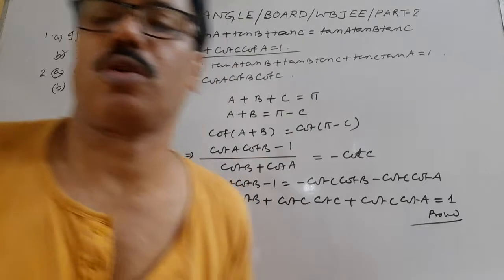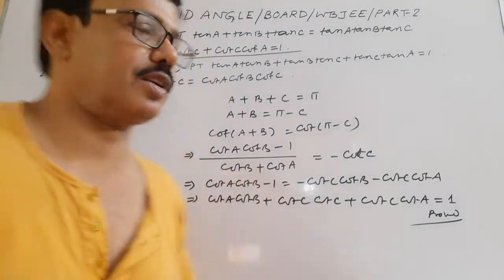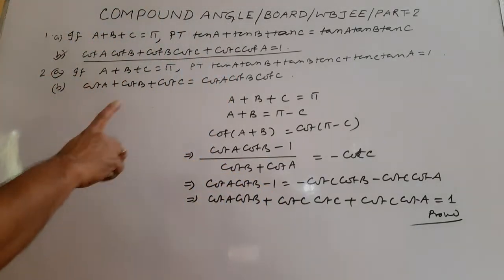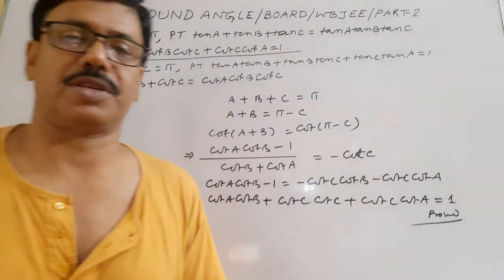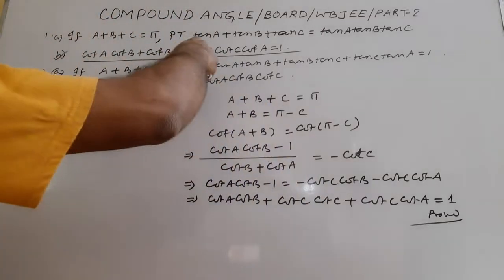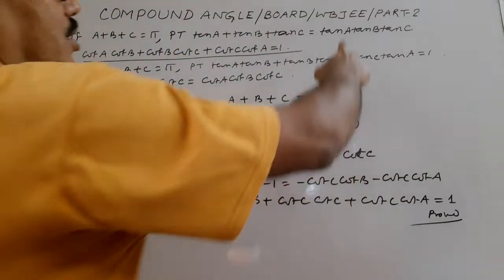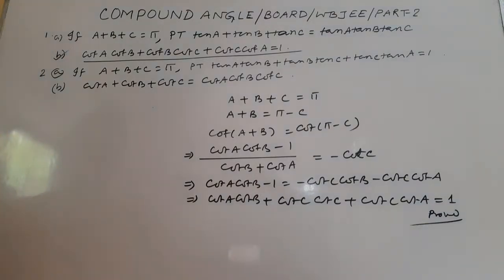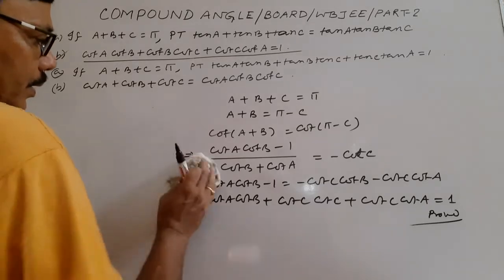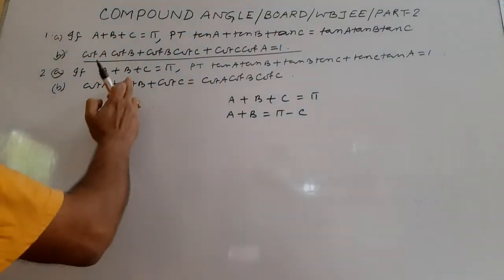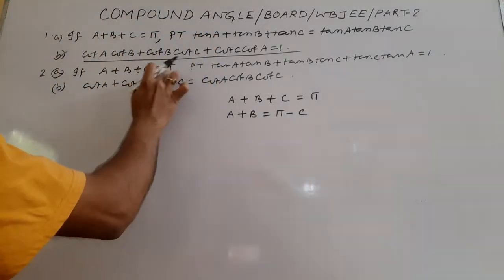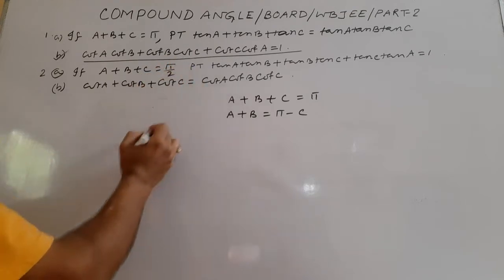So these are also called conditional identities. And these results are helpful for solving problems of computation. So if it is π, then tan A + tan B + tan C = tan A tan B tan C. Now the second one. Look, A + B + C = π/2, not π.